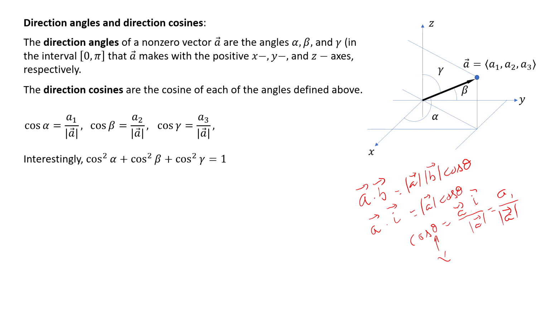Do you agree with me that A dot i would actually be equal to a1? Because A is a1, a2, a3. If we take the dot product with i, which is 1, 0, 0, we get a1 times 1 plus a2 times 0 plus a3 times 0, which is a1. See, that's how we get this one. I wish I had written this down nicely, but that's the idea. Cool. All right.